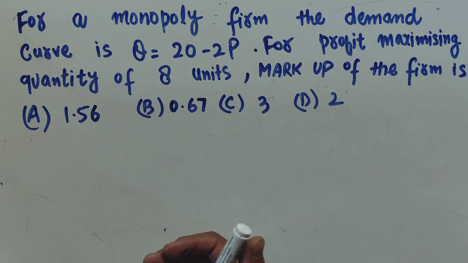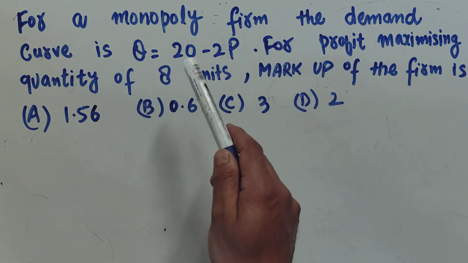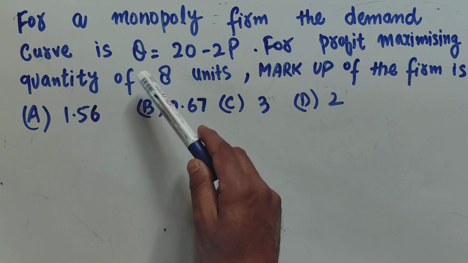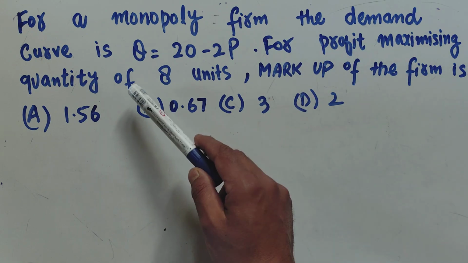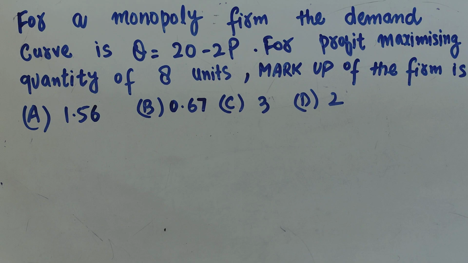In this video, we will learn how to calculate markup for the monopoly. The question is, for a monopoly firm, the demand curve is Q is equal to 20 minus 2P. Q is the quantity, P is the price. For profit maximizing quantity of 8 units, markup of the firm is, options are being given. We need to find out the correct option.